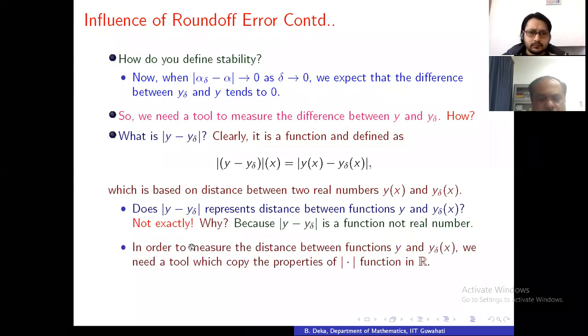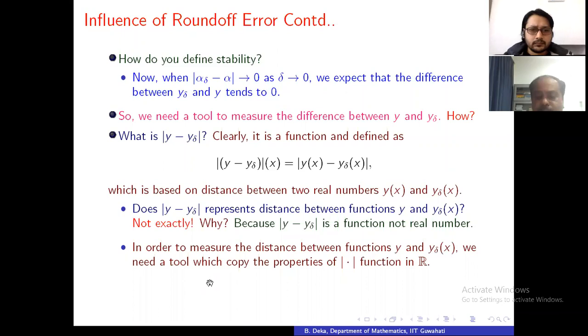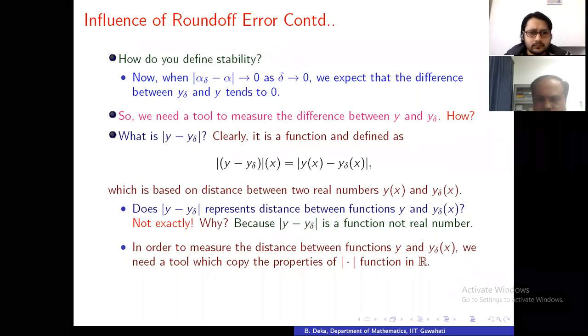So now what we do is try to generalize the concept of mod in R. If you remember, the distance between two points in R is measured by the mod function. Now we wish to copy the properties of the mod function to a general vector space. Here we are going to discuss copying the properties of this mod function over C1, so that you can define the distance between two functions.